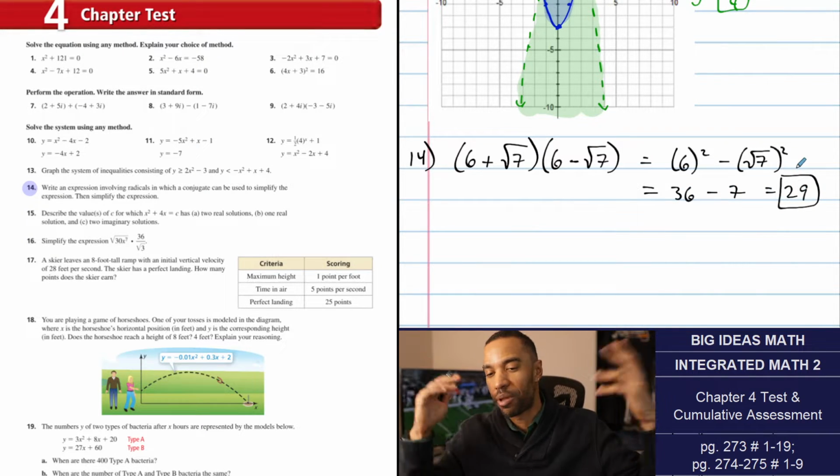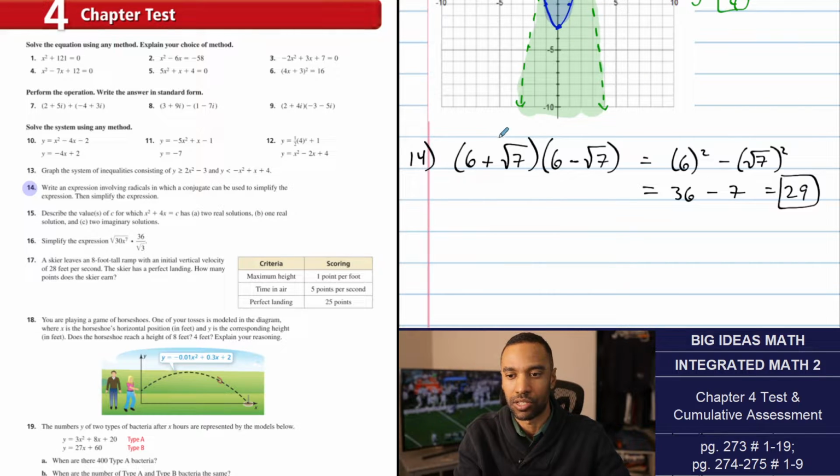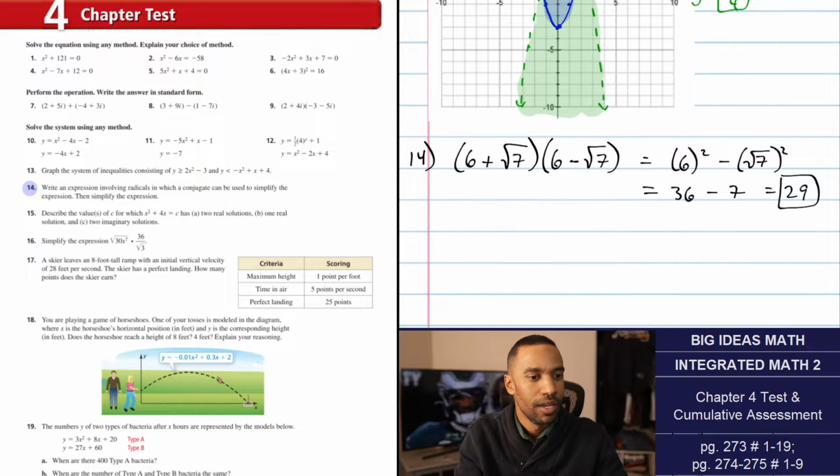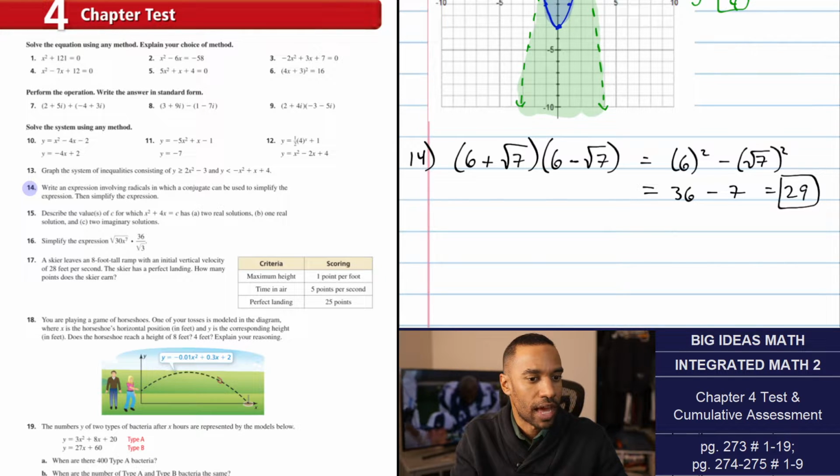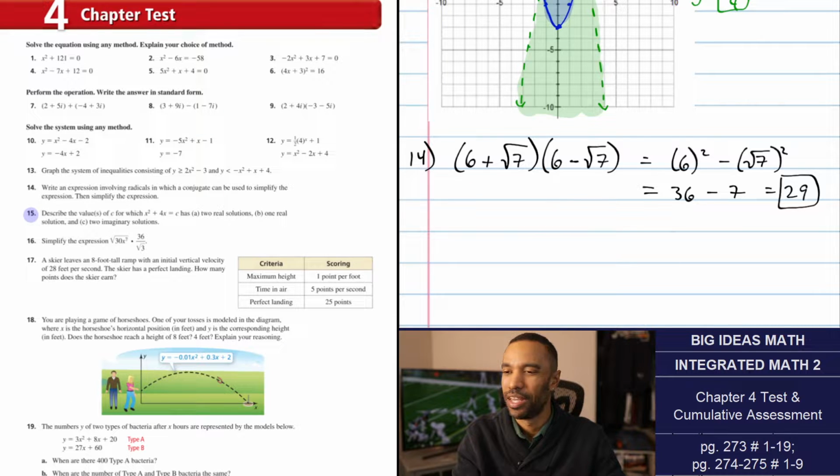That's it. It's open-ended. I don't know if they wanted x's with them. I don't have them. And that's it. I think that's what they wanted. I don't know. I think that's what they wanted. Number 15.